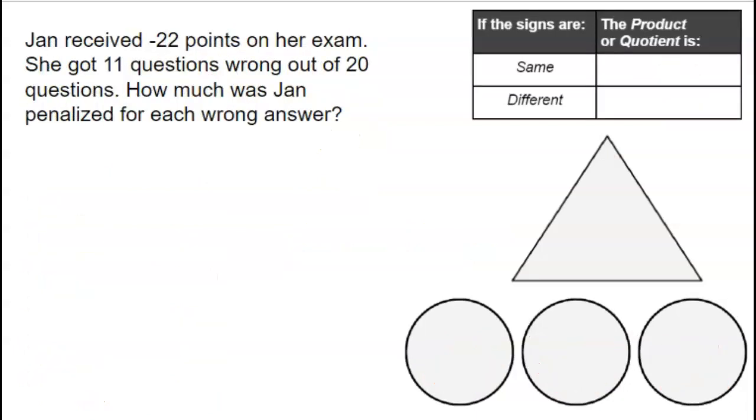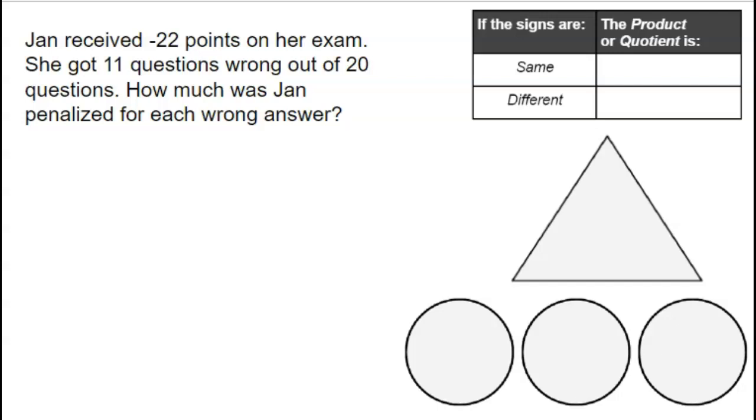Next, Jan received -22 points on her exam. She got 11 questions wrong out of 20 questions. How much was Jan penalized for each wrong answer? Well, we don't know how much the exam was worth. We just know that she received -22 points, so 22 points were taken away.